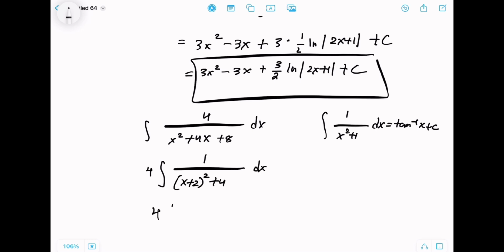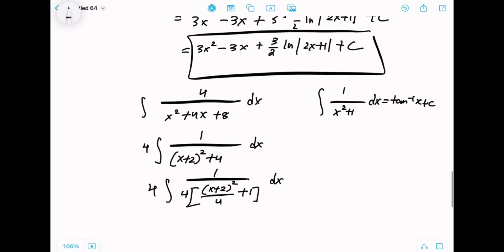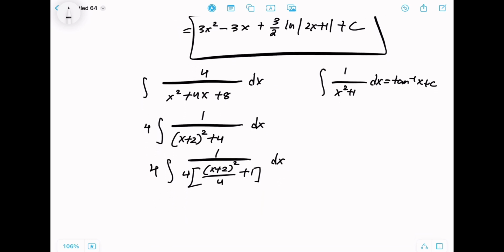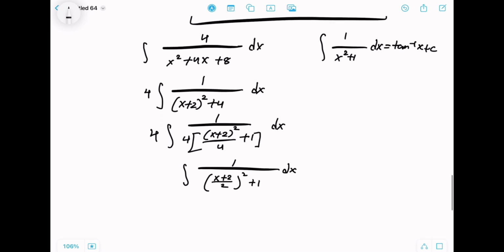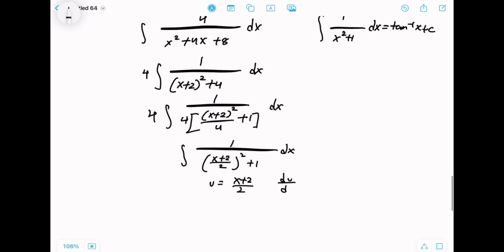Then I'm going to factor out a 4 to get 4 times the integral of 1 over 4 times x plus 2 squared over 4 plus 1 dx. Now, I can take that 1/4 out, and 1/4 times 4 is 1, so I have the integral of 1 over, then I can rewrite this as x plus 2 over 2 squared plus 1 dx. I let u equal x plus 2 over 2, and therefore du dx equals 1/2, and I get dx equals 2 du.